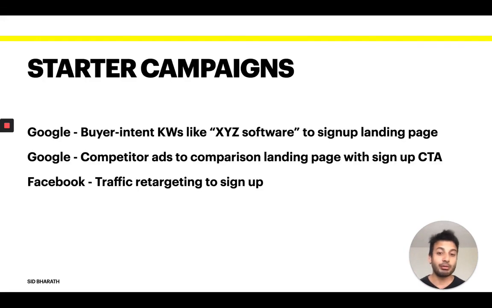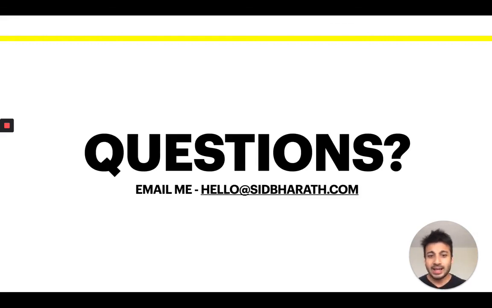Something you can start off with right away are some starter campaigns. Those are buyer intent keywords that are typically used by people who are in a solution aware stage. If you have a procurement software, it would just be targeting keywords like procurement software and sending them to a sign up landing page. Or you could do competitor ads to people who are in a product aware stage and who are researching your competitors, and send them to a comparison landing page with a sign up. Or with Facebook, you could do some retargeting ads and get them back to a sign up page. Those are some really quick, easy ways to get started with ads.